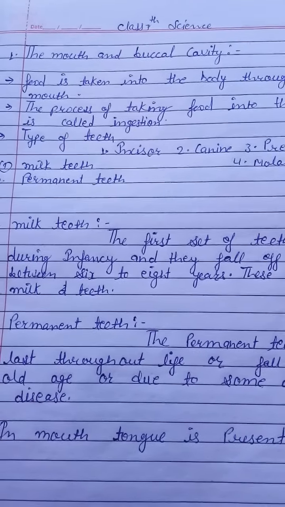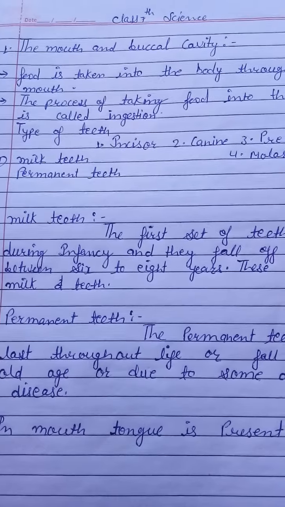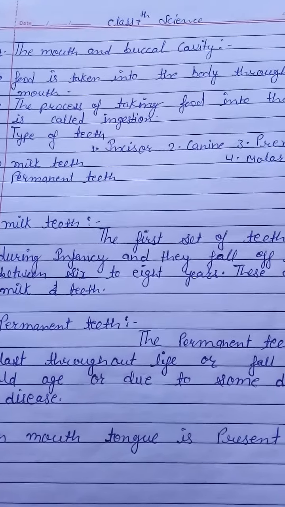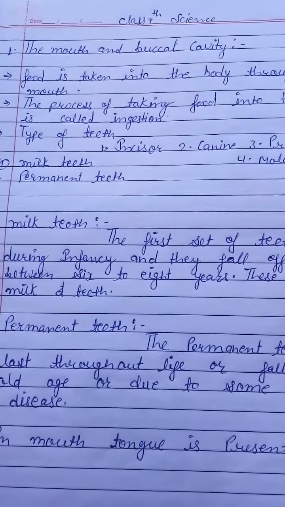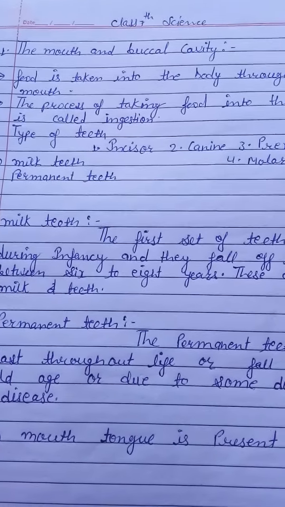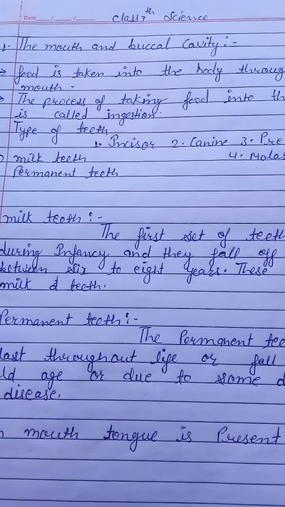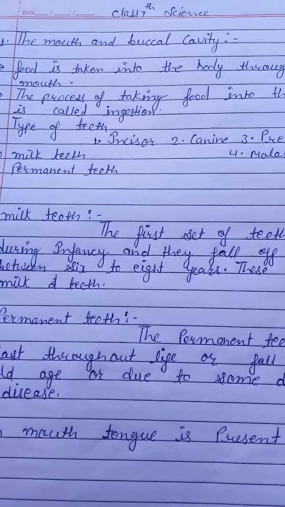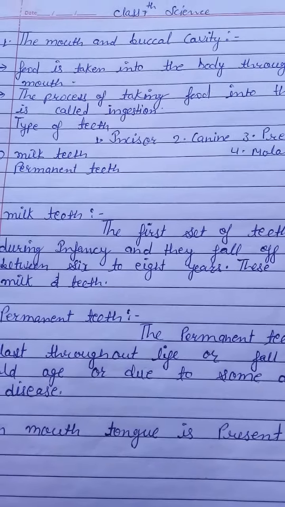The salivary gland is present in the mouth. We already studied associated glands like the salivary glands, pancreas, liver, etc. The salivary gland secretes saliva. When food is taken into the mouth, the salivary gland secretes saliva, and the saliva mixes with the food and starts partial digestion.